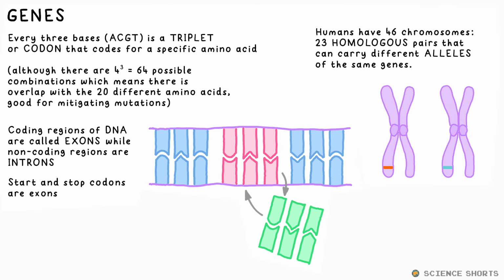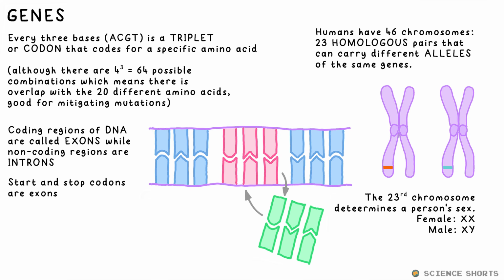Humans have 46 chromosomes, 23 homologous pairs, which can carry different versions, alleles, of the same gene. The 23rd chromosome determines a person's sex. Females have 2 X chromosomes, males have 1 X, 1 Y.